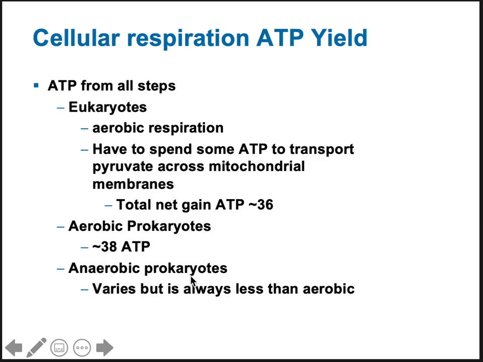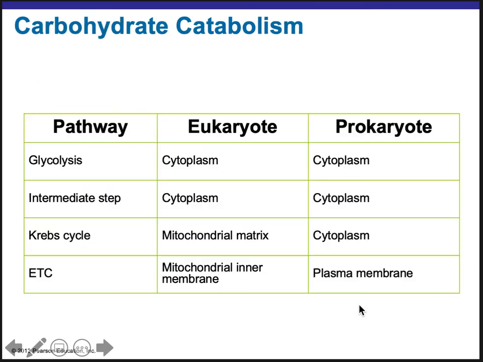Okay, so anaerobic prokaryotes, they're going through respiration, but they're using something other than oxygen as the final electron acceptor. There are different final electron acceptors that can be used. So each pathway is going to give you a different number, and we're not going to worry about those numbers. But what we do want to know is that it's always less than using oxygen. Oxygen is always better. And so here's a summary for you.